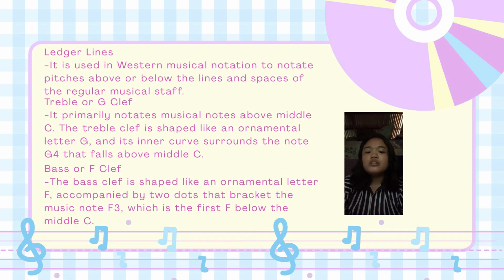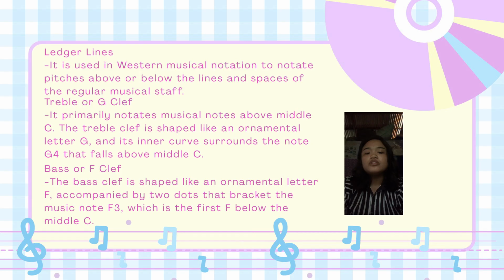So in music, there is also a ledger line. So ledger line is used in Western musical notation to notate pitches above or below the lines and spaces of a regular music staff. This is to accommodate notes higher or lower than the range of the staff. Treble or G clef. It primarily notates musical notes above middle C.